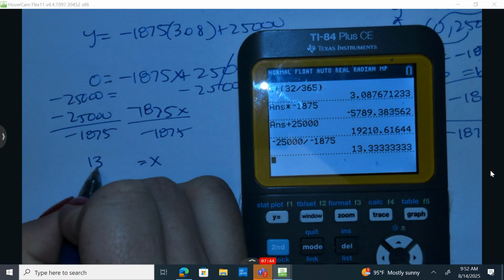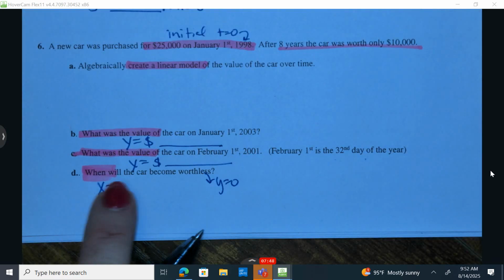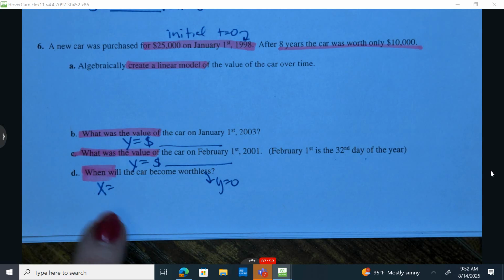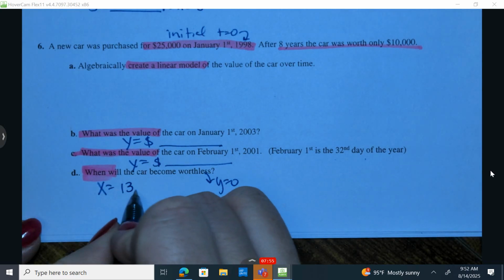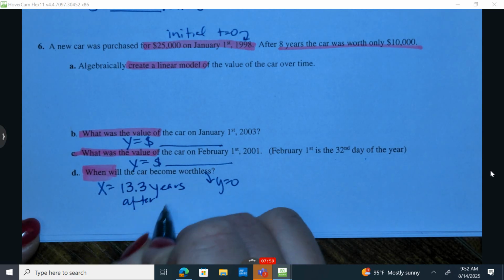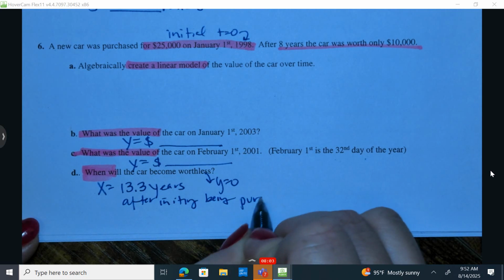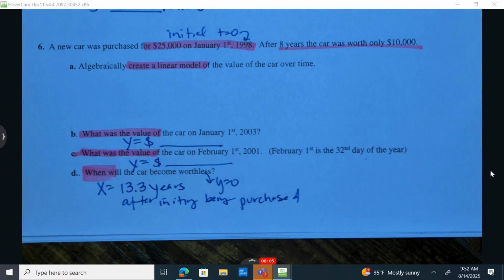Okay, so here's where I think this question could have been a little more specific. Does it say in which year? Does it say that, guys? But if it said in what year, we're going to talk about that. So I would accept 13.3 years after initially being purchased. You have to be specific, because 13.3 years after what? You have to say when.